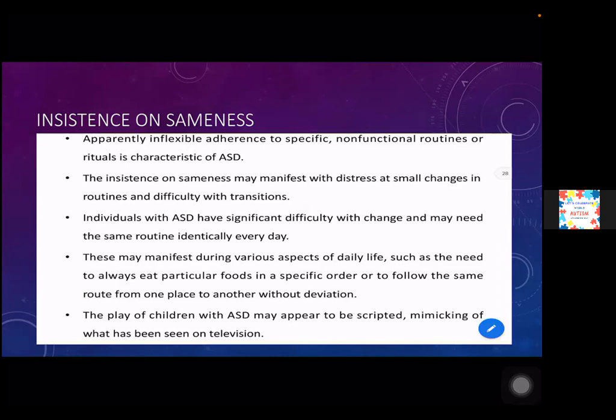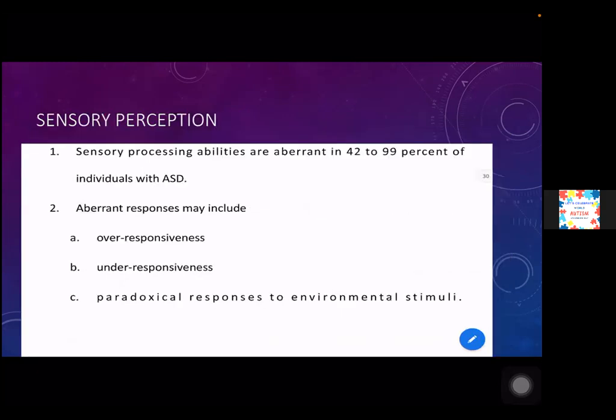every day. These may manifest during various aspects of daily life, such as the need to always eat particular food in a specific order, or to follow the same route from one place to another without deviation, or to wear the same color of clothes or the same type of clothes or cloth with the same texture or material. The play of children with ASD may appear to be scripted, mimicking what has been seen on television.